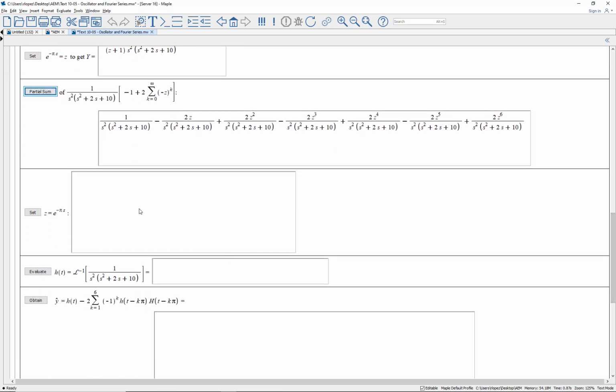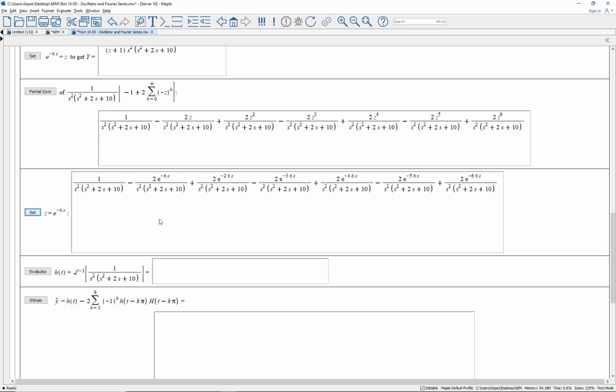Now I want to come back. I want to replace the exponentials back into where the z's are. So now I'm looking at this Laplace transform, which I want to invert. Well, how do you invert this? Well, every term has this same factor in it. In addition, it has powers of the exponential.